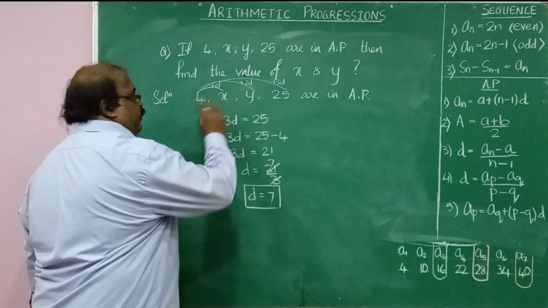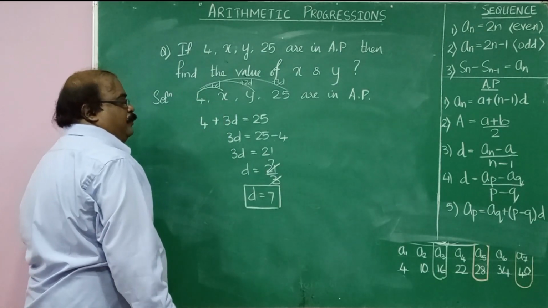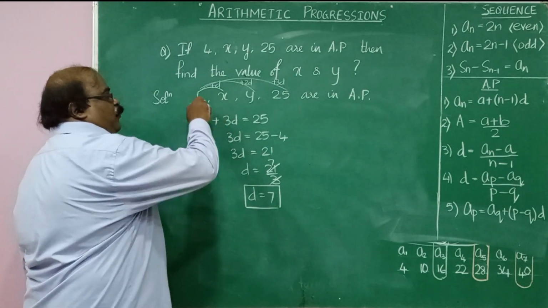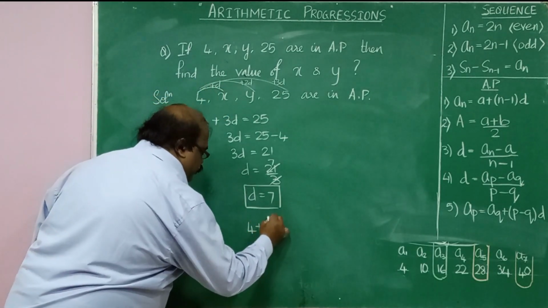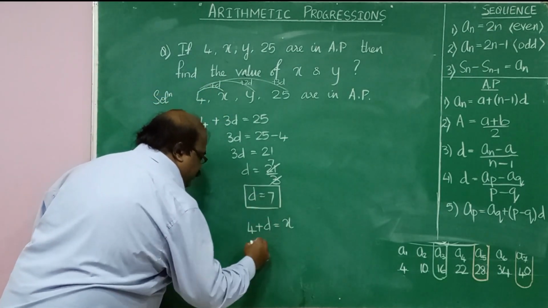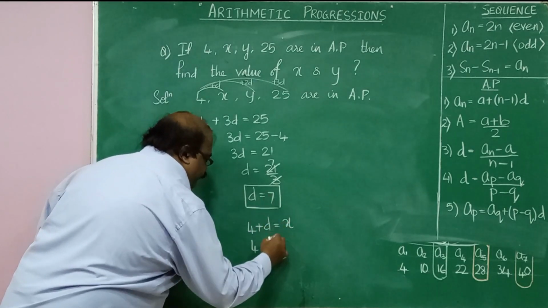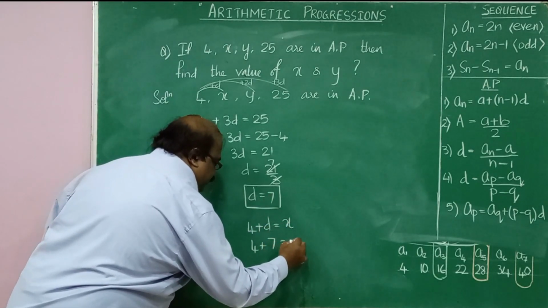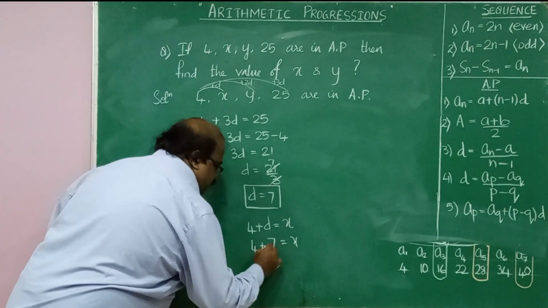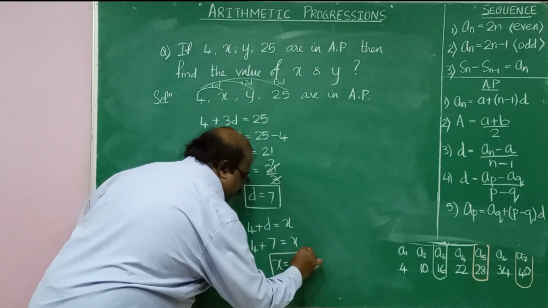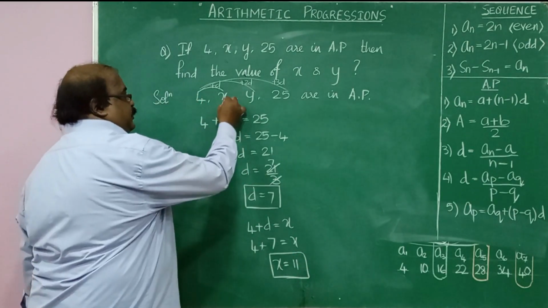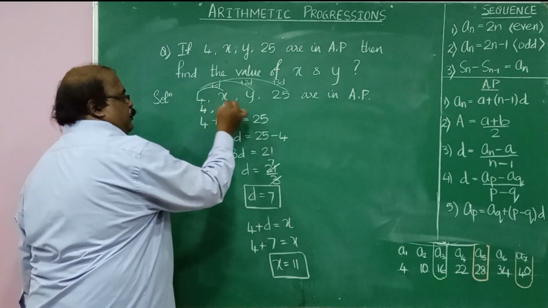Once you know d is 7, how will I get x? 4 plus d is x, and d, as you just found out, is 7. So 4 plus 7 is 11. I have come to the conclusion that the value of x is 11.